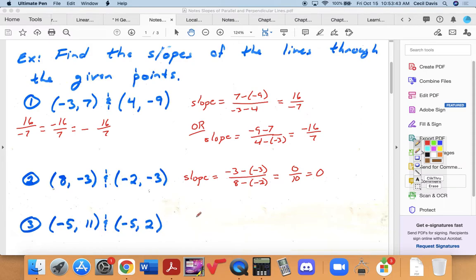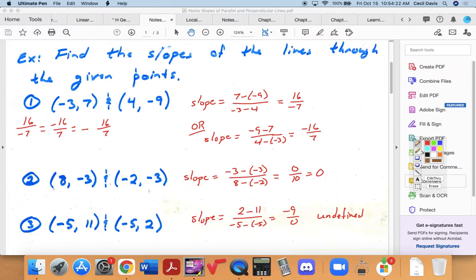Let's do this one. Here, the slope would be 2 minus 11, I'll do it in that order this time, over negative 5 minus negative 5. That's negative 9 over 0, which is undefined. It's not undefinable, but undefined. You were close, closer than the people who were telling me it was 0.